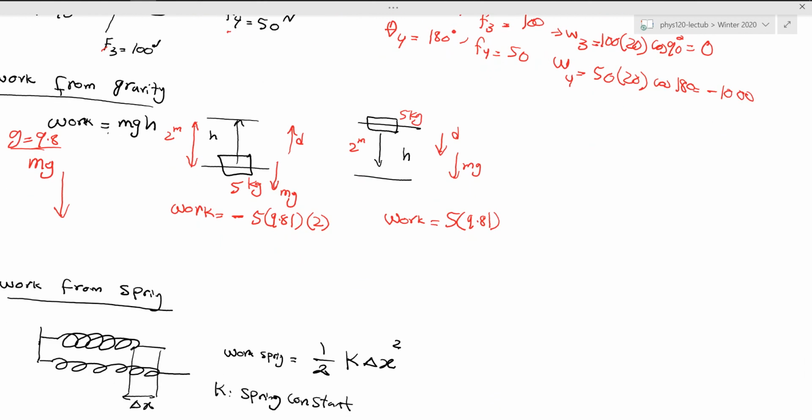Now in the first case, the work that you will be doing would be equal to 98.1 minus, times the distance of 2. And down here will be 98.1 positive work.